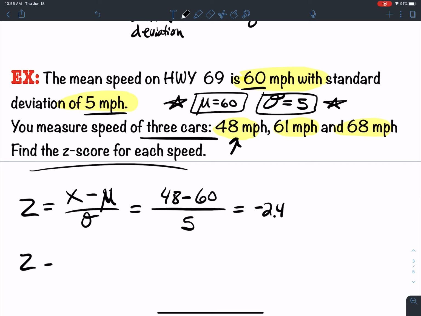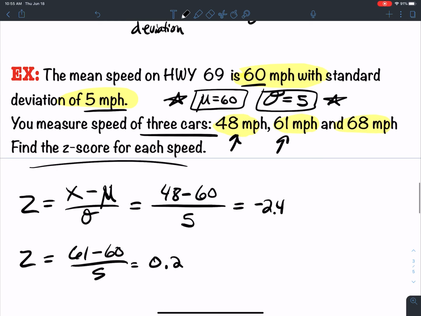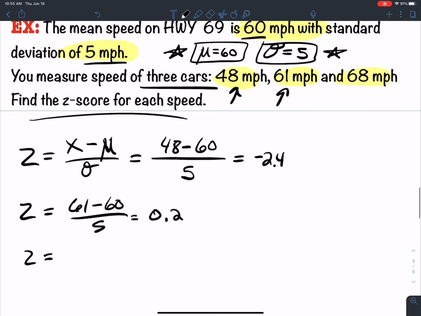The next one, z equals what? 61 minus 60 over 5. This gets me a positive 0.2. And the last one is 68 miles per hour. 68 minus 60 over 5. This gets me 1.6. Now, what do these numbers mean?